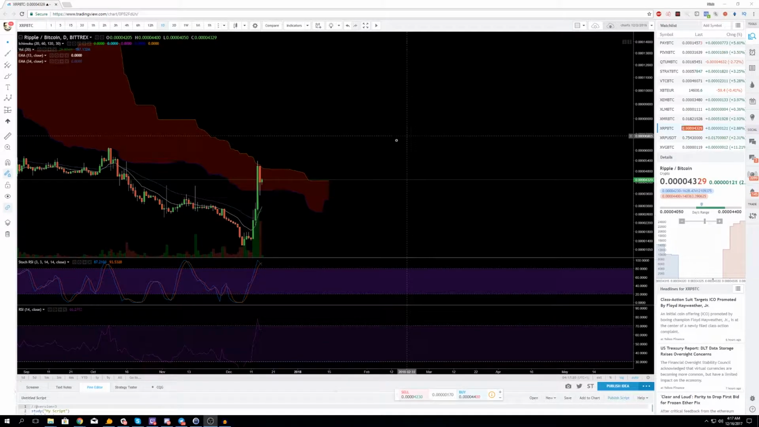Today in Crypto Trading Basics we're going to be talking about momentum indicators, and specifically the stock RSI. You always see it on my screen when I'm on TradingView, it's the first one on the bottom. The second one, RSI, is also a momentum indicator, but today we're going to specifically talk about the stock RSI. So very easy.